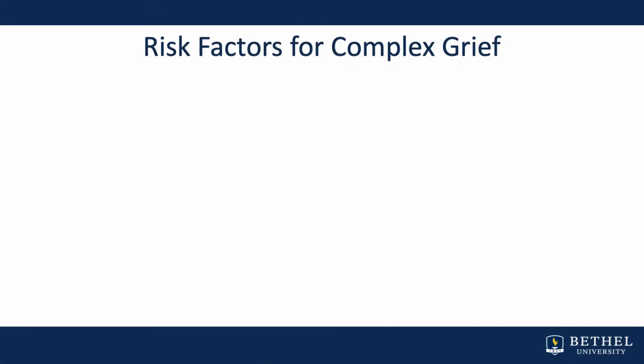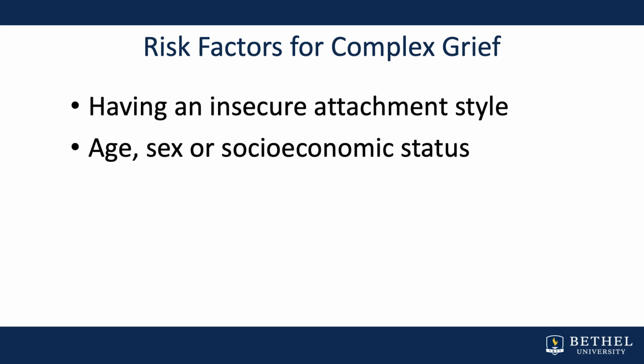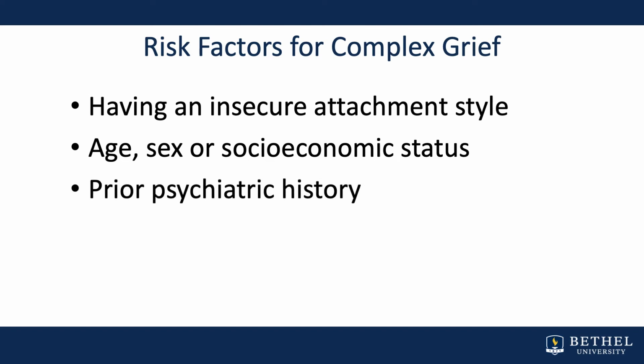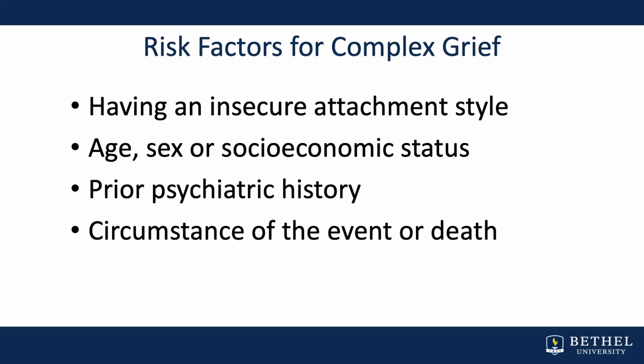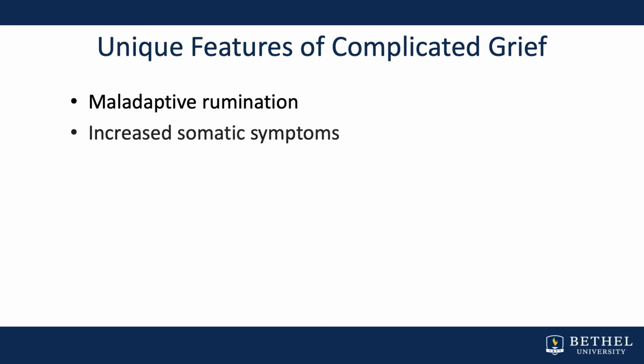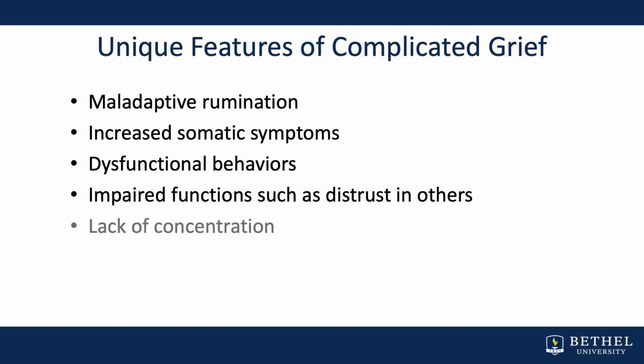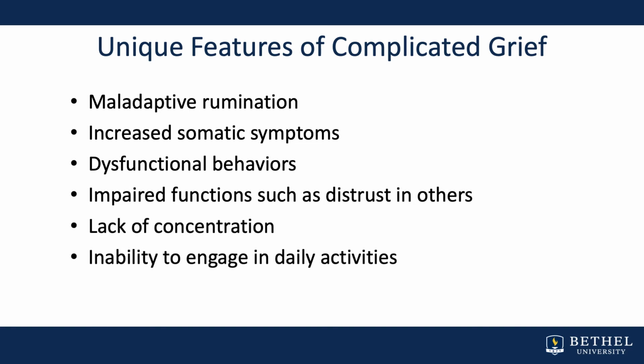Differently, complicated grief is a persistent form of intense grief in which maladaptive thoughts and dysfunctional behaviors are present along with continued yearning, longing, and sadness and/or preoccupation with thoughts and memories of the person who died. It should be noted that there are risk factors for complicated grief. This includes having an insecure attachment style, age, sex, or socioeconomic status, prior psychiatric history, and circumstance of the event or death. Complicated grief typically has unique features, such as maladaptive rumination, increased somatic symptoms, dysfunctional behavior, impaired function such as distrust in others, lack of concentration, and inability to engage in daily activities.